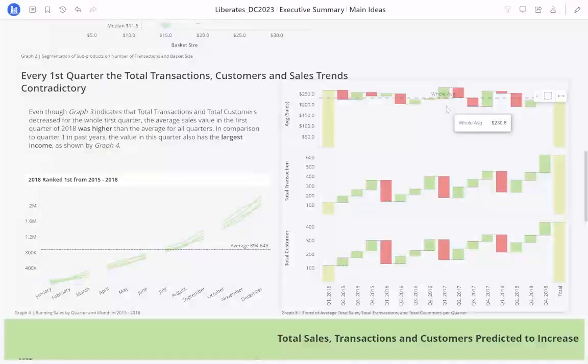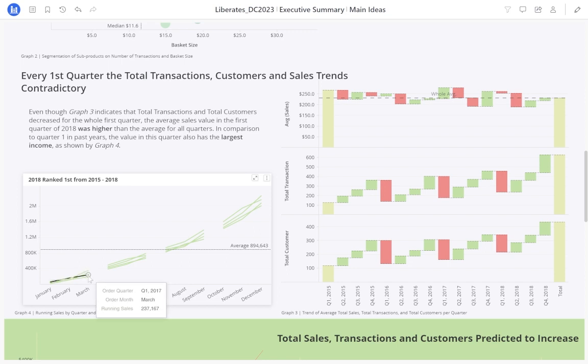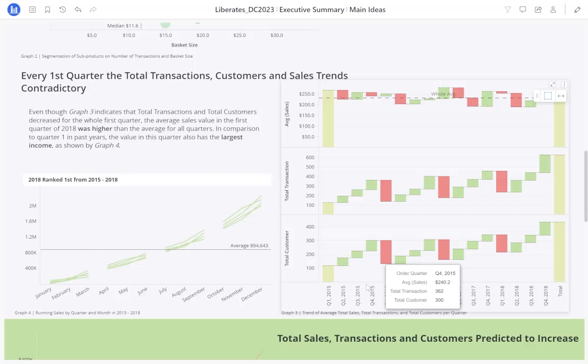The value in 2018 is also the highest revenue compared to quarter one in other years, according to Graph 4. Of course, some of this data can set a critical condition for Superstore sales performance.